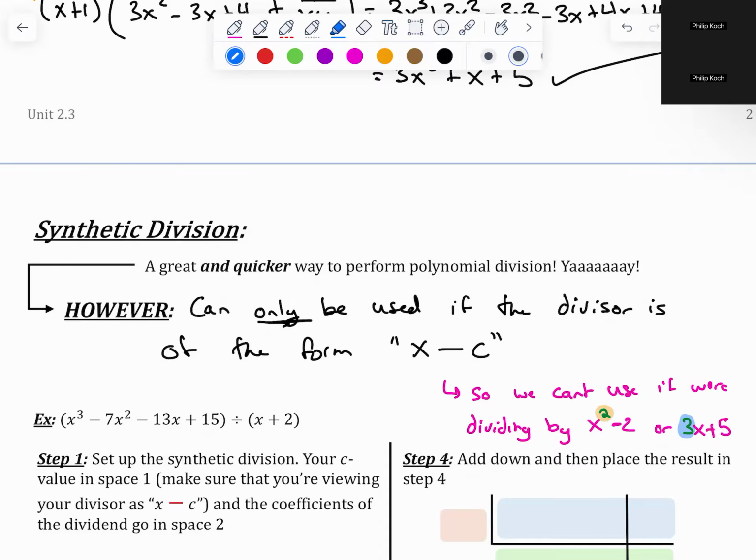Okay. The divisor needs to be of the form x minus c. So if it was x squared minus c, it couldn't work. I've got an example like x squared minus 2, which can't work because of the x squared. Or if you have 3x plus 5 or 3x minus 5, the problem is that 3. It needs to be of the form 1x minus a number.